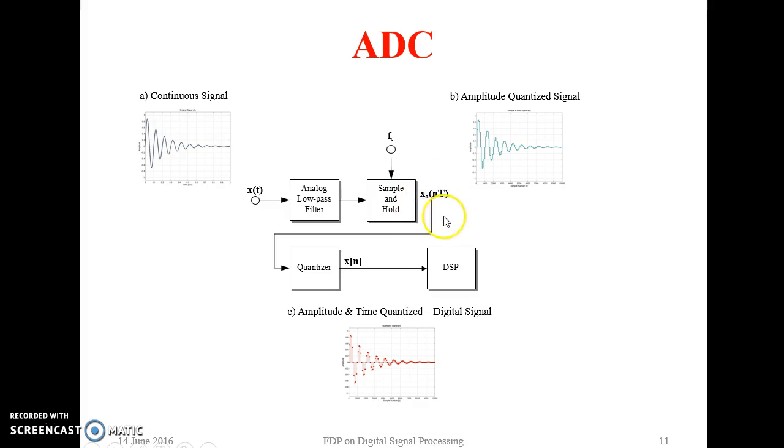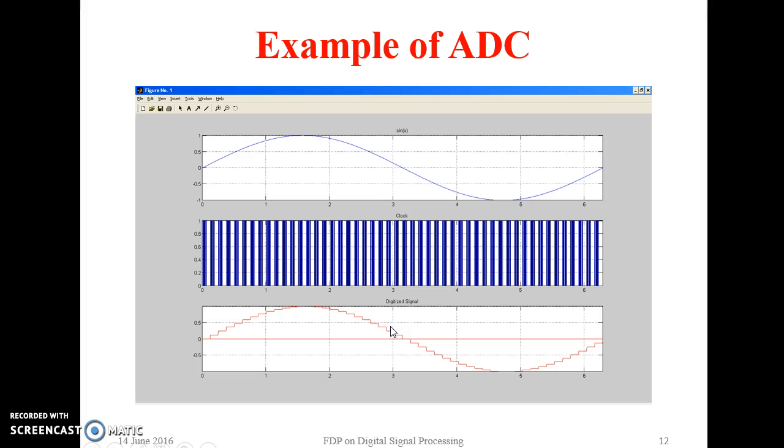When we are giving this x of nT as input to this quantizer, what this quantizer will be doing is reducing the error that occurs in this signal x of nT. So at the output of the quantizer, we will be getting a digital signal x of n, which is given as input to our DSP processor. So this is an example of an analog to digital converter.